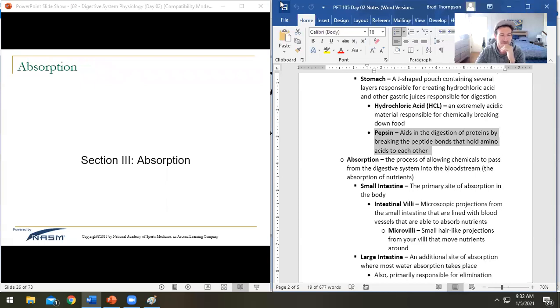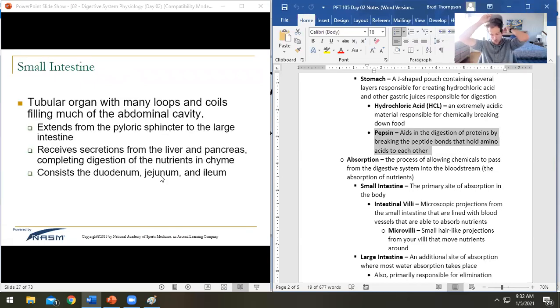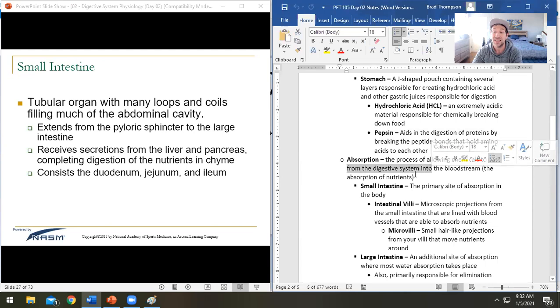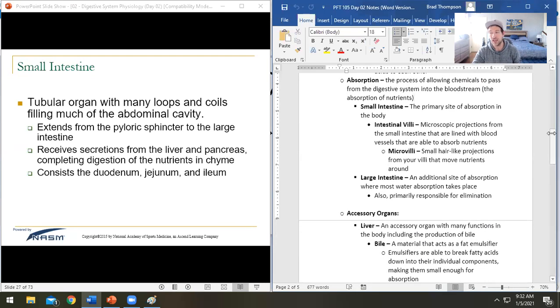All right. Let's look at absorption. Absorption is the process of allowing chemicals to pass from the digestive system into your bloodstream. So this is all about actually bringing those nutrients in. It's official. Once they are absorbed, it's in your body, right? Everything until now has been that outside environment that I was talking about, but with the help of absorption, now it's all part of the inside environment. It is in your bloodstream. Now you've officially got it. So how the heck does that happen?